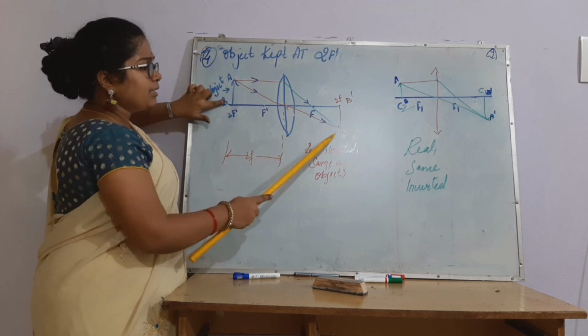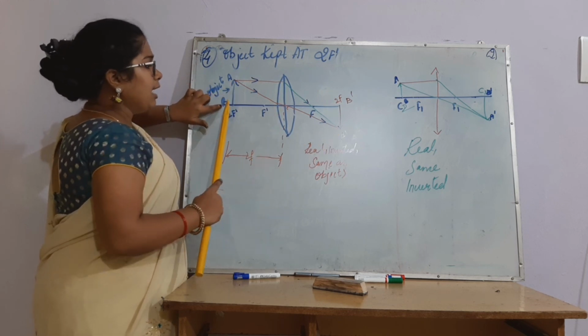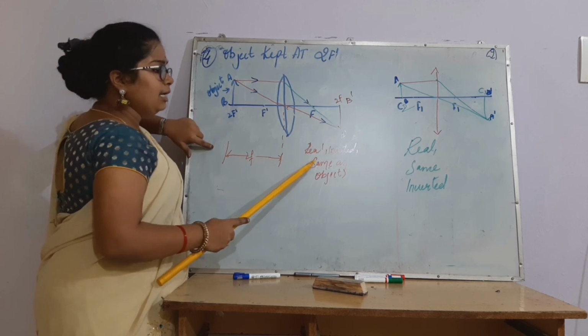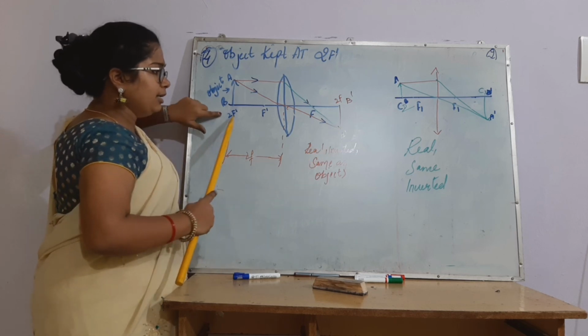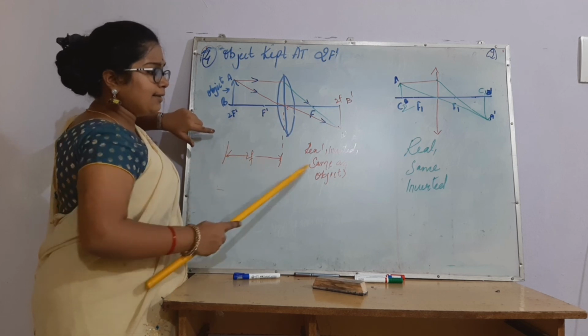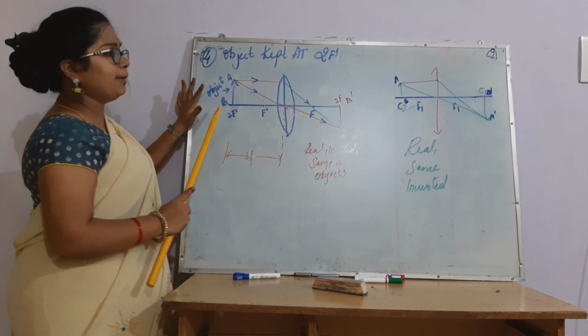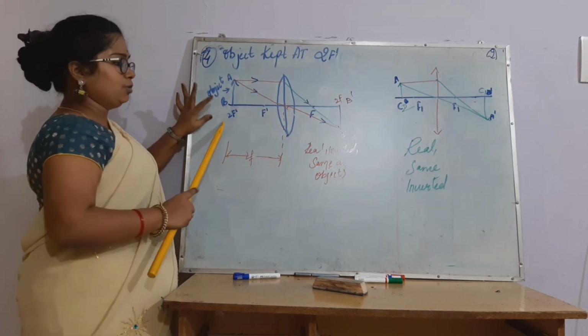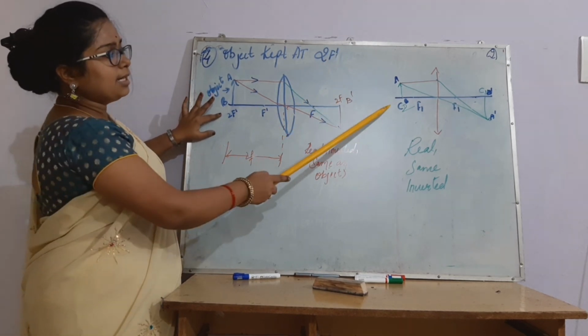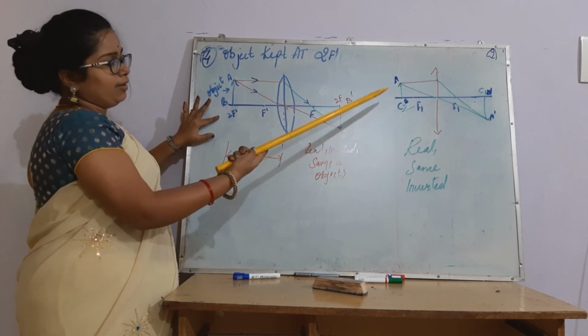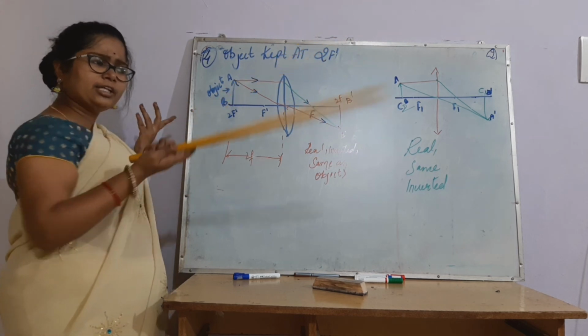So these two rays are going to meet here at the center of curvature, 2F, and the image is real and inverted. What is 2F here? Double the focal length, the same size as the object. If you want the same size, you are supposed to keep the object at C1 and 2F. This is nothing but the center of curvature. In some books they have given it as center of curvature. No problem, 2F or center of curvature, you get the same.